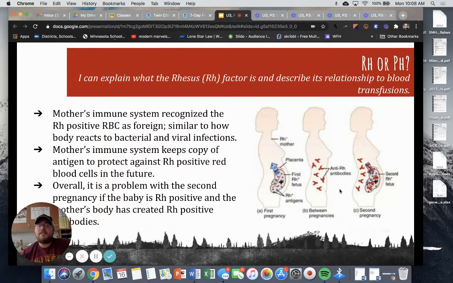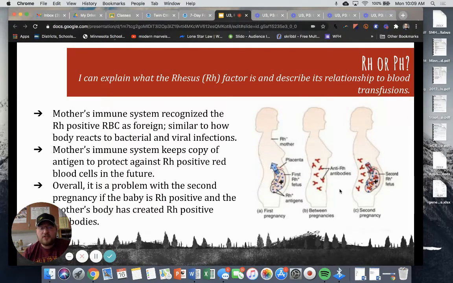The mother's immune system basically recognizes the Rh positive red blood cell as foreign, similar to how our body reacts to a bacterial or a viral infection because we want to attack it. So once it recognizes that red blood cell as foreign, it wants to attack, and that can cause further problems. The mother's immune system then keeps a copy of the antigen to protect against Rh positive red blood cells in the future. But basically, it's only a problem with the second pregnancy if the baby is Rh positive and the mother's body has created Rh positive antibodies.